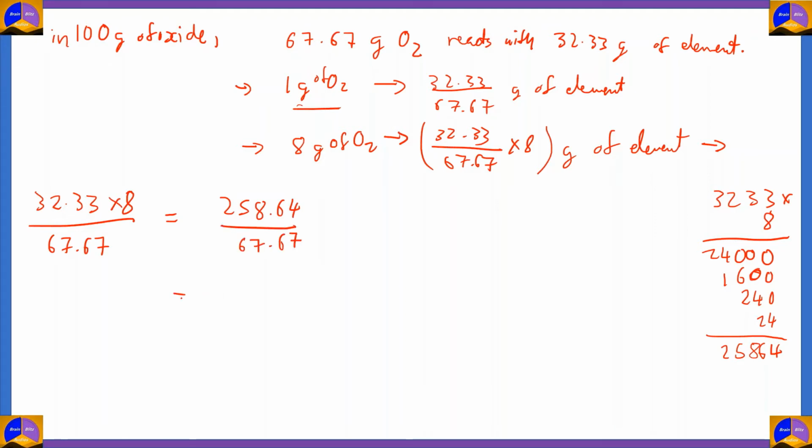So now let's do the division of 258.64 divided by 67.67, which we can equate to 25864 divided by 6767, essentially multiplying both the numerator and the denominator by 100, which is still the same value. So on dividing, 25864 divided by 6767.